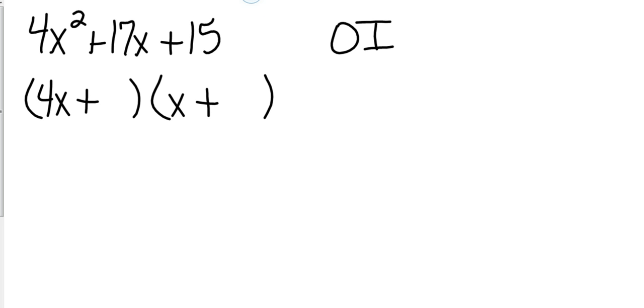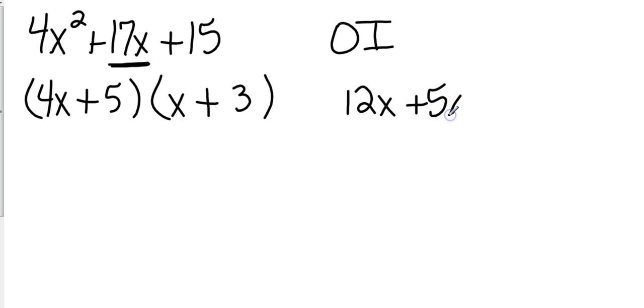So now I change them up a little bit, and maybe I go this way. Do the outside: 4x times 3 gives me 12x, and then the inside, 5 times x gives me 5x. 12x plus 5x, there's my 17. So again, the outside gave me 12x, the inside gave me 5x, and when I add those together, that gives me the 17x that I'm looking for.